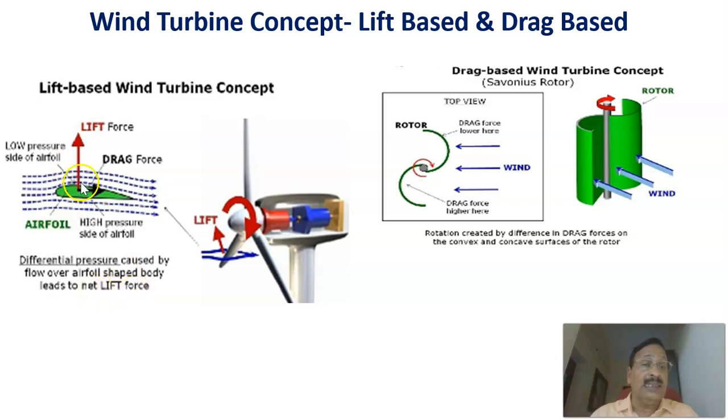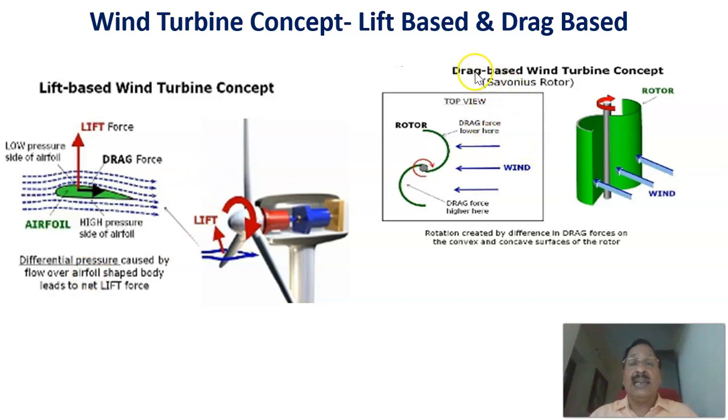That is, a net lift force comes because of the pressure difference, with more pressure on the lower side compared to the upper. The lift force comes perpendicular to the wind direction, and in a horizontal axis wind turbine, this is the lift force that causes the blade to rotate. So that is the lift force.